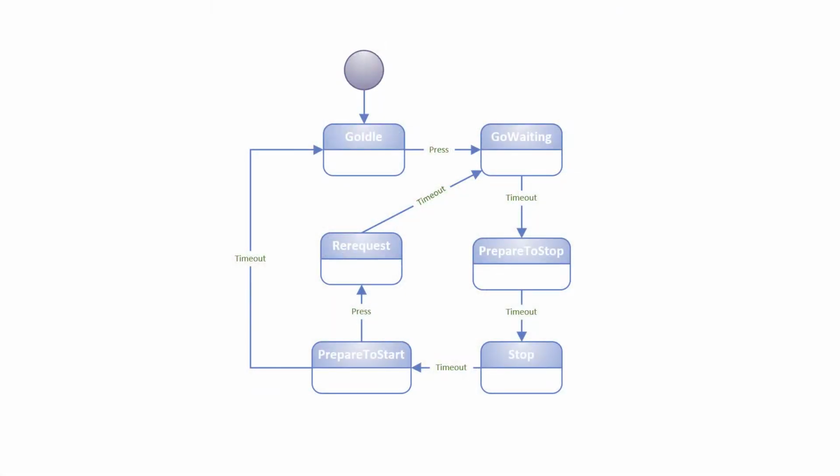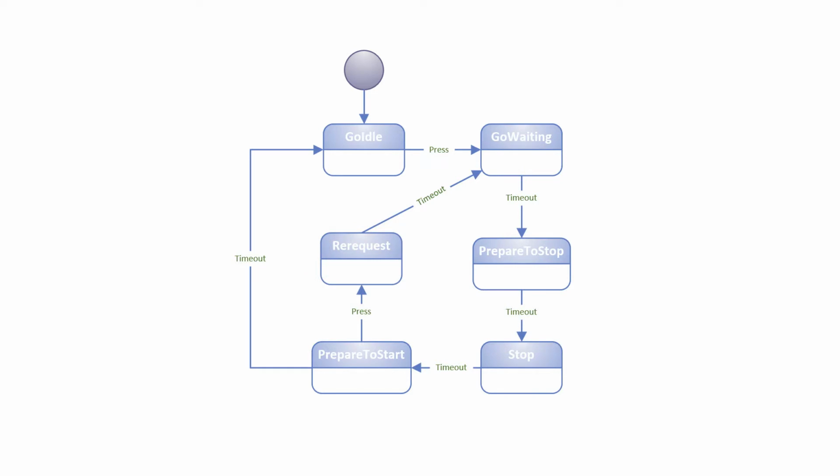Now, with any stateful situation, something that we very often do is draw a UML state diagram. And so we can see that represented here. And it's a pretty simple diagram. That circle simply represents the start state, and we can see from the start state we just go straight into what I've called go idle. So we can actually see that there are 6 possible states that our pelican can be in: go idle, go waiting, prepare to stop, stop, prepare to start, and re-request.